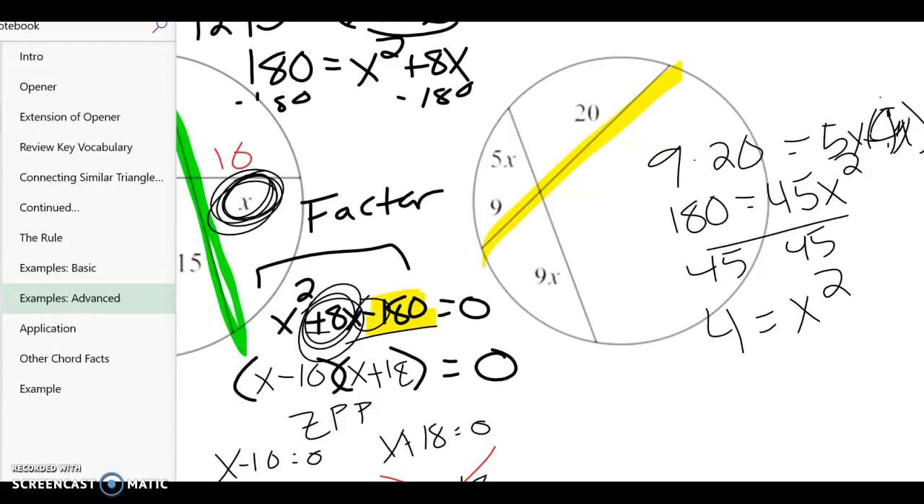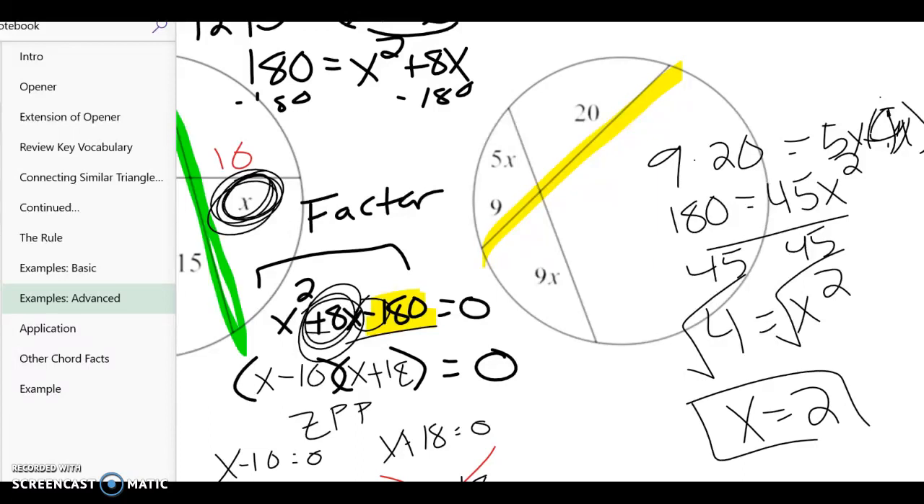Well, what is the inverse operation of squaring? The inverse of adding is subtracting, the inverse of multiplying is dividing, so the inverse of squaring is square rooting. So what times itself gives me 4? x is going to equal 2. So I plug in here, 5 times 2 is 10, and 9 times 2 is 18.